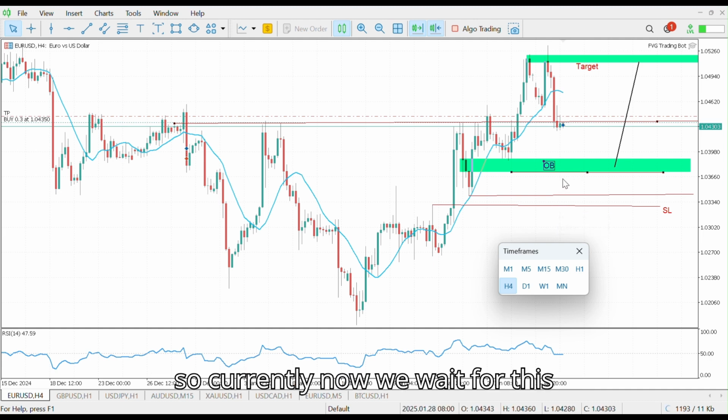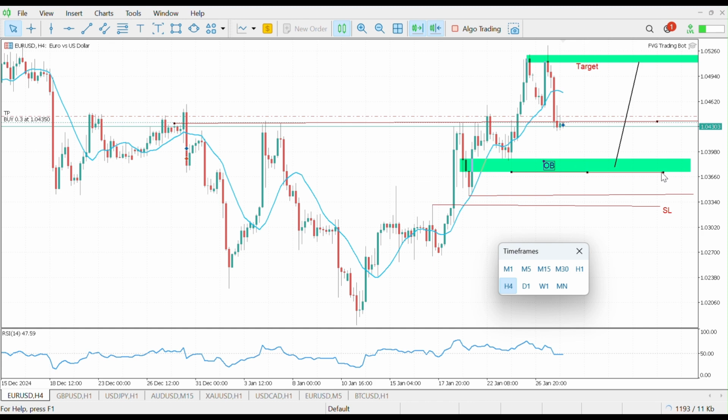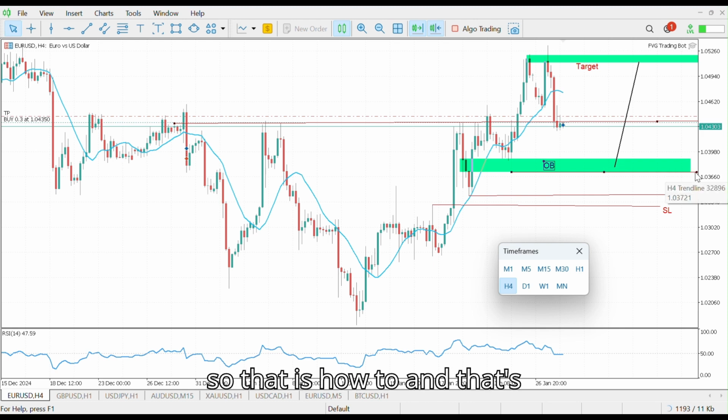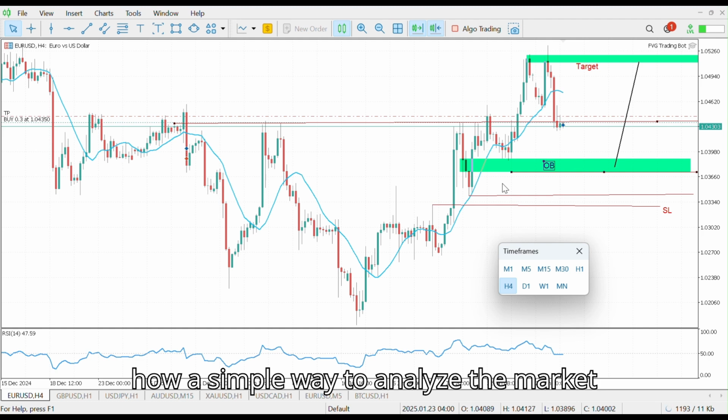So currently we wait for this point to make our next move. So that's how a simple way to analyze the market.